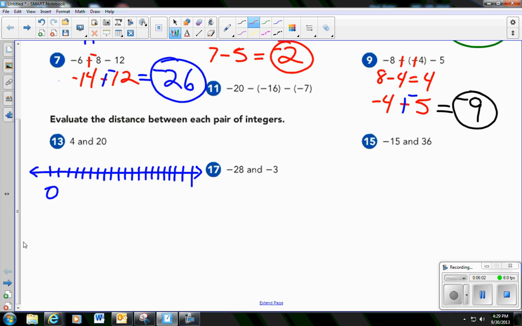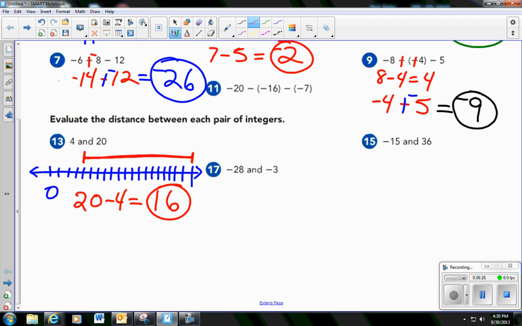So we go to 4, positive 4 on the number line would be right here. And then the positive 20 would be right here. So we want to know the distance between 4 and 20. So you can count all of those, or we know if we just do the 20 minus the 4, we get 16. So our answer number 13 is 16. The distance between those two numbers is 16 units.